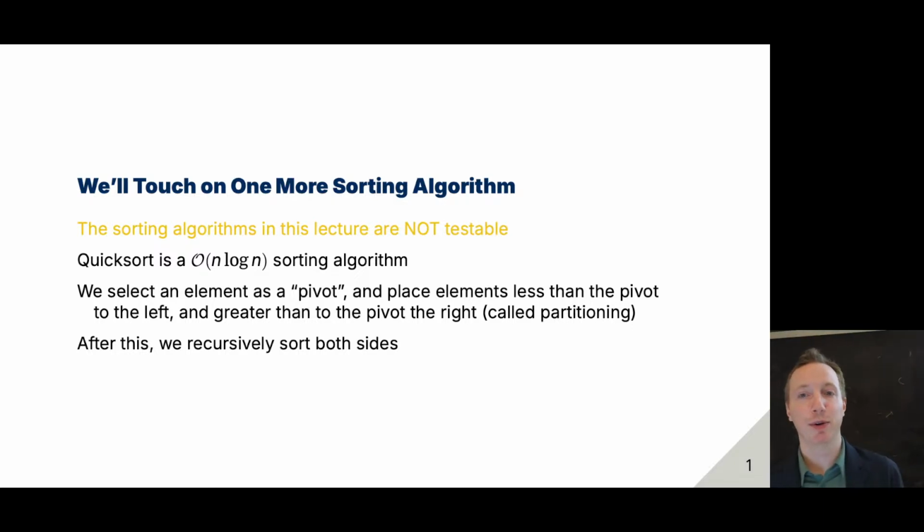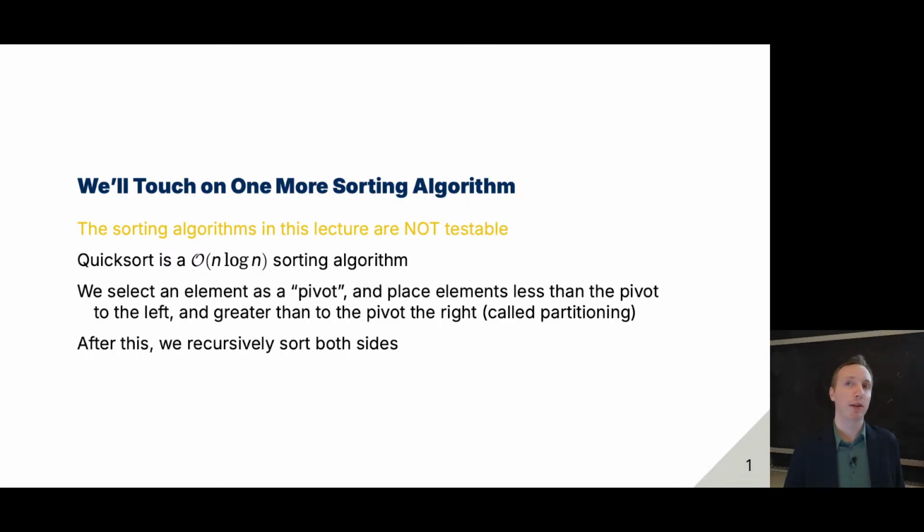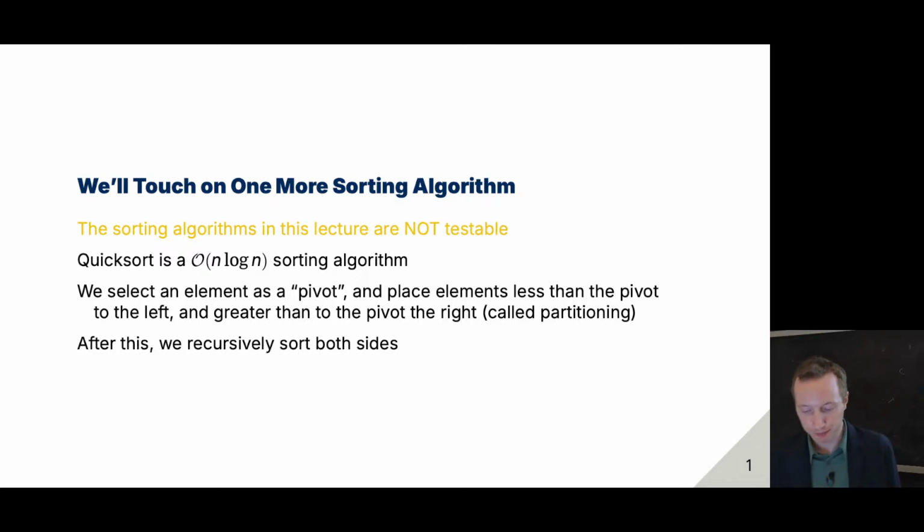So first one, we will do a good one. So quicksort. All the sorting algorithms we saw before were like n squared, so they were really, really slow if you remember that graph. Quicksort is a sorting algorithm that is n log n. And how it works is we select an element as a pivot. So we just select one element. So in the case they're numbers, we just select one number. And our goal is we want to place everything less than the number to the left of that number and everything greater than that number to the right of the number. And this is called partitioning.